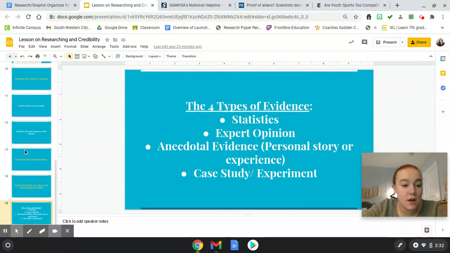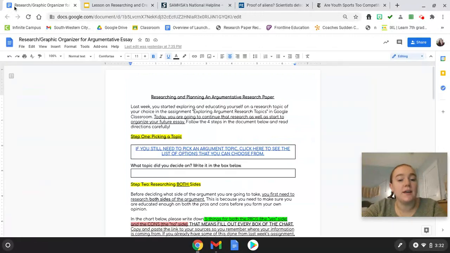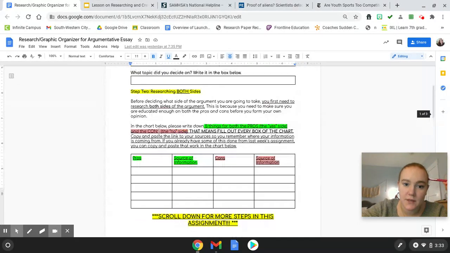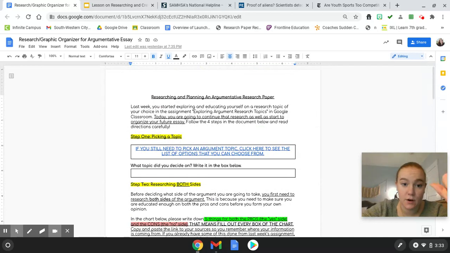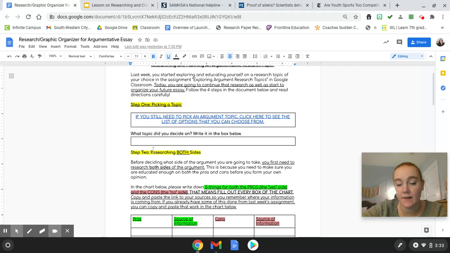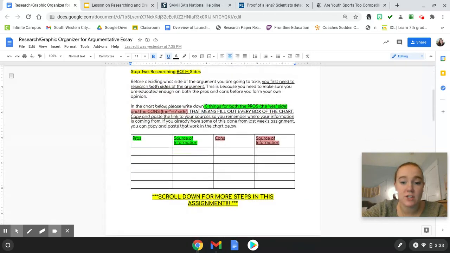All right. So what you're going to do is this is going to be in Classroom for you. This is where you will do your research and organize your essay. You may not finish everything today, but you want to get as much done as possible. First, I'm not going to go over all this because all of the steps are explicitly said in this document. Each step is highlighted in yellow and it will tell you the directions underneath for everything.